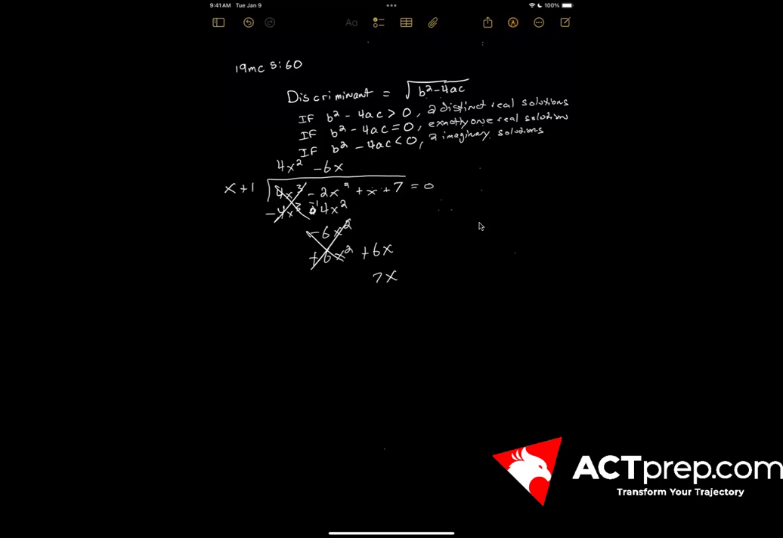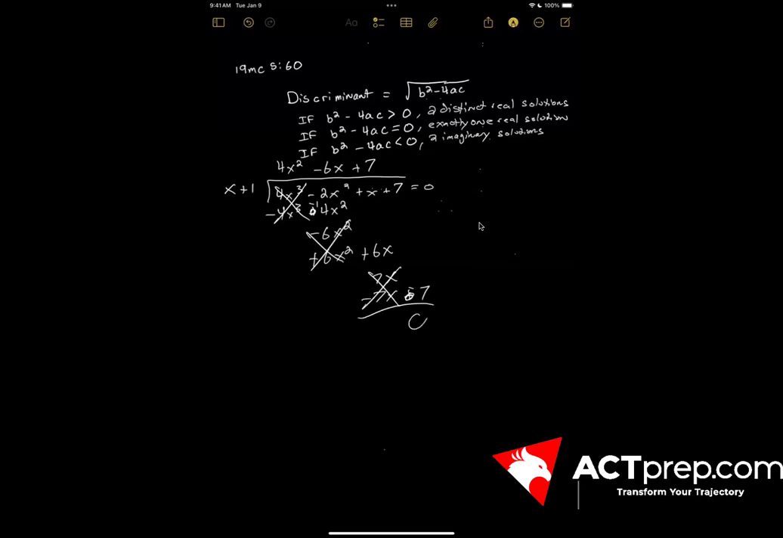What do we multiply x by to make it equal 7x? We multiply it by +7, and then we get 7x plus 7. Multiply that by -1, which is going to cancel out the first term, and it cancels out the second term, meaning we are done dividing. And now we have a polynomial that is in our trinomial format, so we can use our discriminant formula.